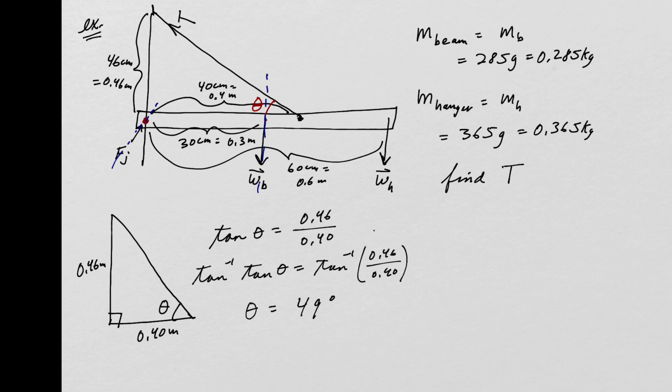So that means the moment arm for the beam is just this perpendicular distance, which is 0.3 meters. So that's easy to find, the moment arm of the weight of the beam. And the moment arm of the weight of the hanger is going to be this distance, which is 0.6. The hard one is finding the moment arm for the tension, right?